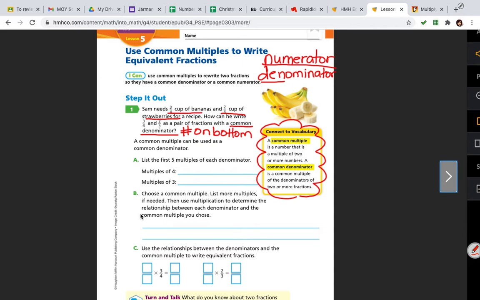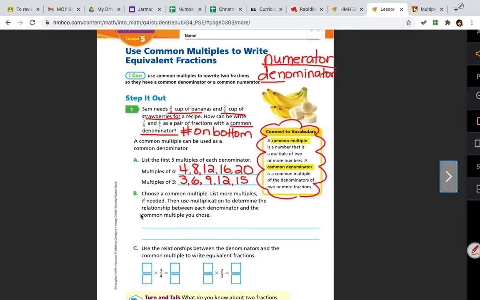A common multiple can be used as a common denominator. So let's write out the first 5 multiples of 4 and 3. Let's count 4, 8, 12, 16, and 20. All right, and let's do the first 5 multiples of 3: 3, 6, 9, 12, and 15. 1, 2, 3, 4, 5.